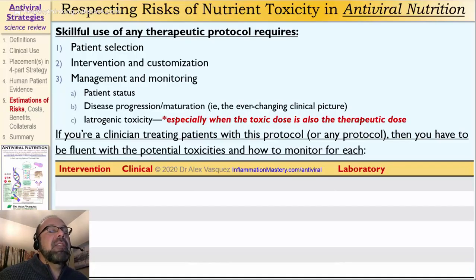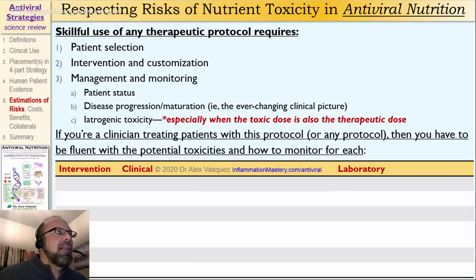After we have suspicion of a potential toxicity, then of course we need to know how to test for it. And I'll show you how to do that in just a moment. So we're going to talk about a few select interventions here. We'll talk about the potential clinical presentations of toxicity.